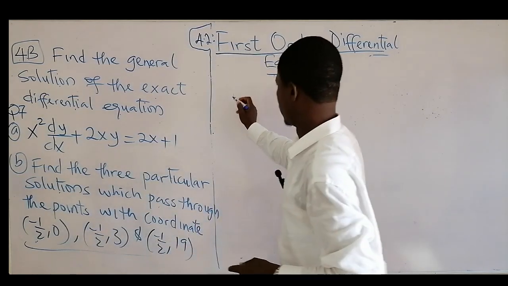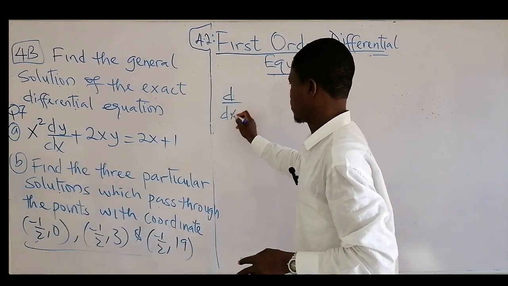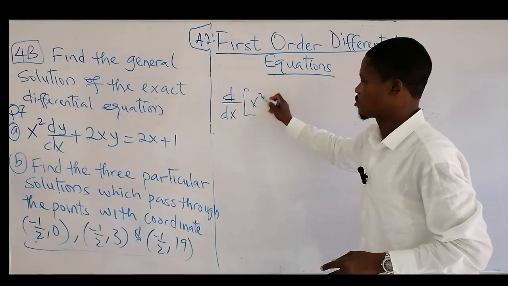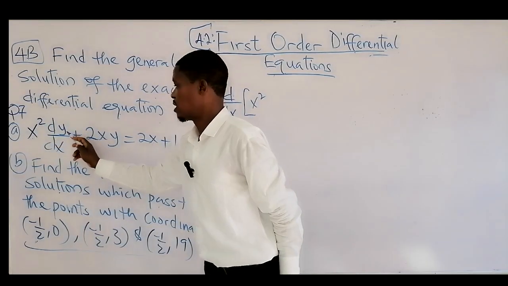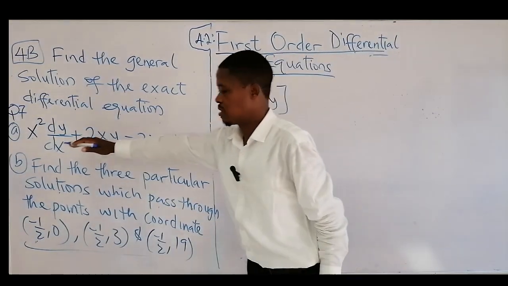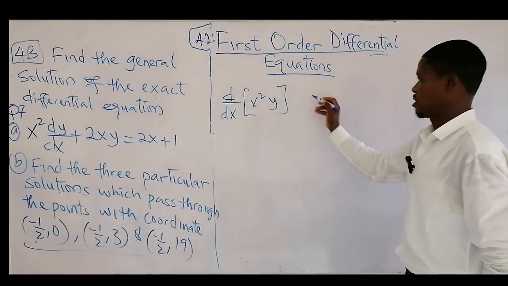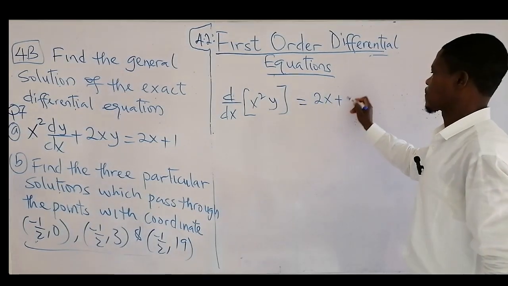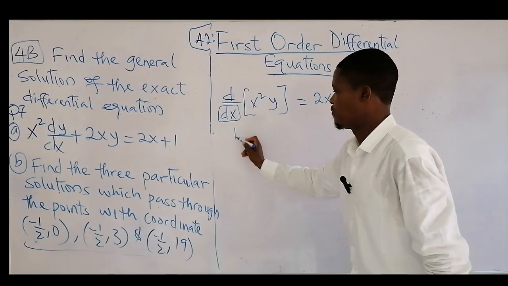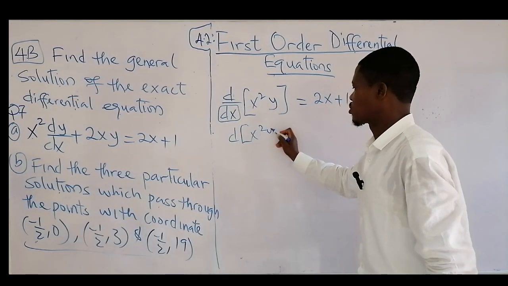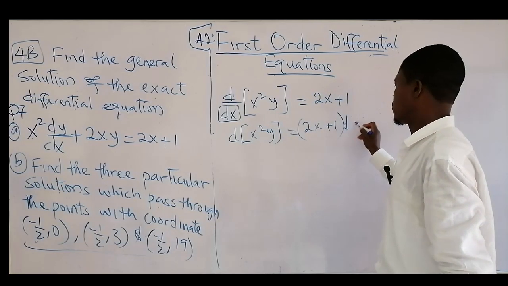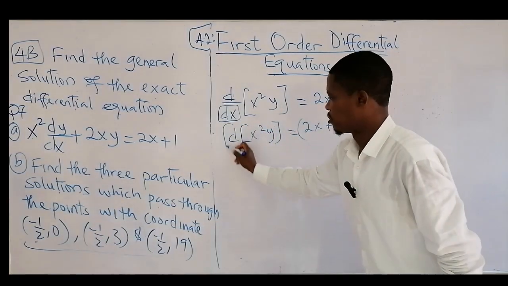The left-hand side can be summarized. The left-hand side will be equal to d/dx of the two functions, x squared, which is your f of x, followed by y. If you apply the product rule, it's going to give you back the left side of the equation, equal to this. Then the next thing to do is to remove this from here. Then we have d of these functions equal to 2x plus 1 times dx. Then introduce your integral sign.